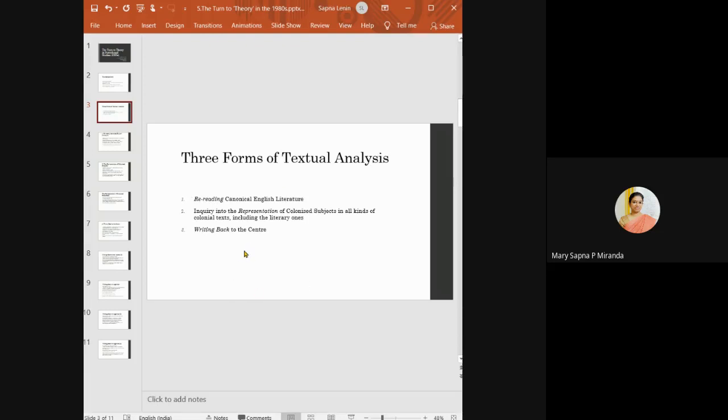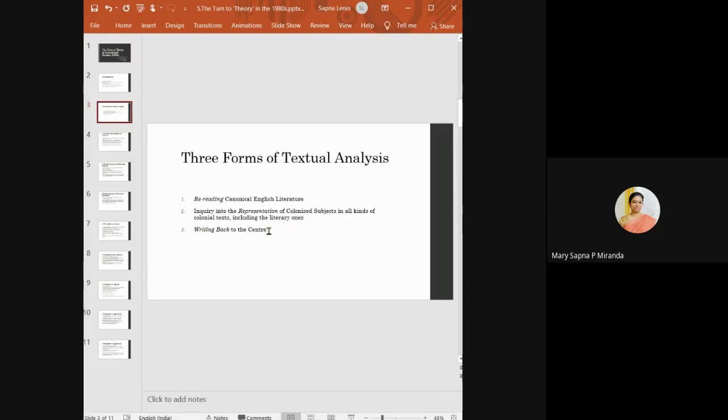And the second one is we are looking into the representation of colonized subjects in all kinds of colonial texts, including literary ones. That is, how are the colonized people painted? How are they shown in these English or mainly British texts? Are they shown as stupid, ignorant, ugly, licentious, sexually immoral? Is that how they are shown? That is the second way of looking at it. First one is rereading. Second one is looking for the representation of the colonized people.